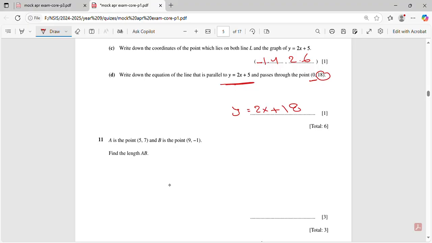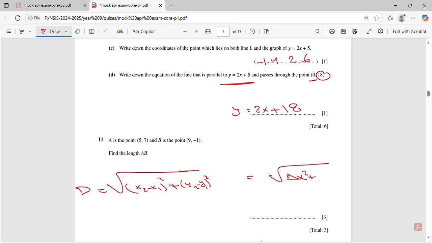Okay? A is (5, 7), B is (9, negative 1). Find AB. And we know the rule in this condition. The rule is the square root of (x2 minus x1) all to the power of 2 plus (y2 minus y1) all to the power of 2. This rule is too important. This represents the distance between 2 points, and we can name it, as we studied in physics, delta x to the power of 2 plus delta y to the power of 2.